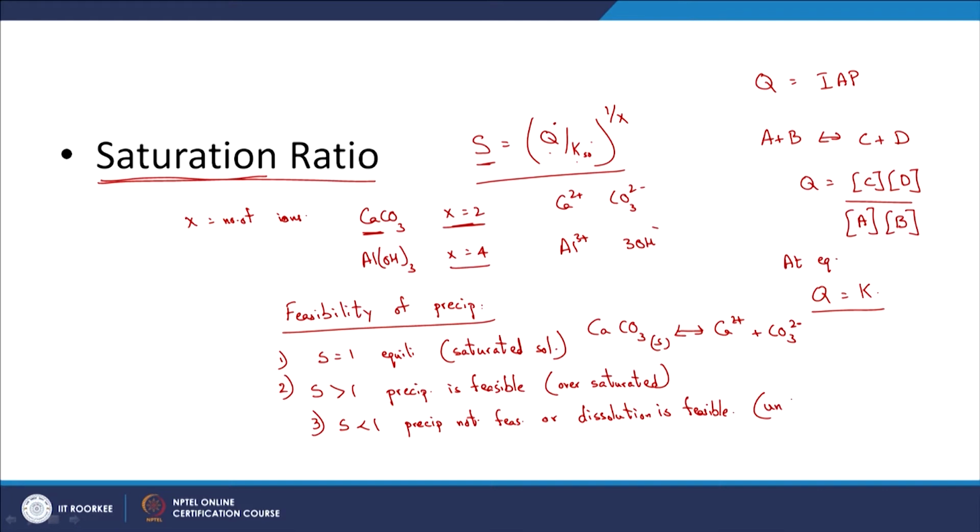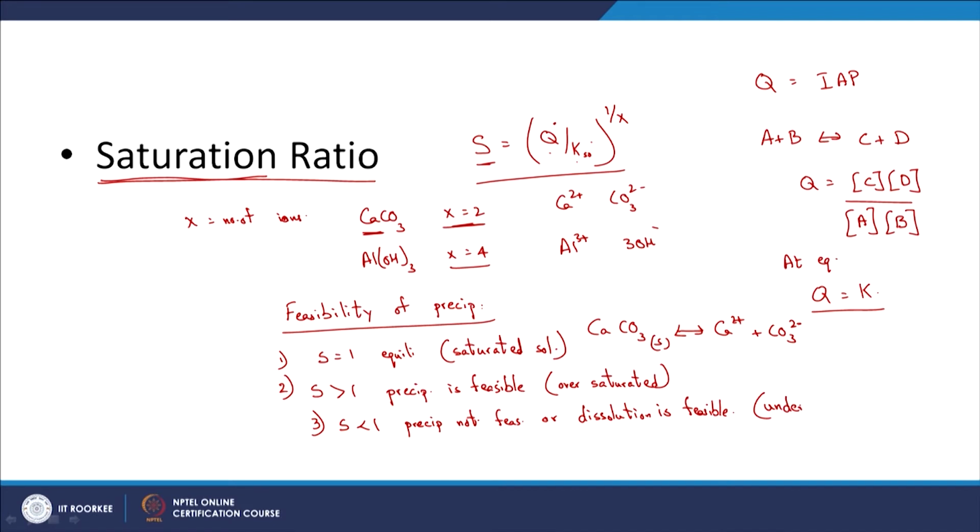What does that mean? That Q is less than Ksp, right? And Q is less than Ksp. What does that mean now? So Ca2+ and CO3 2- can dissolve, as in the solid can transform into or dissolve into Ca2+ and CO3 2-.